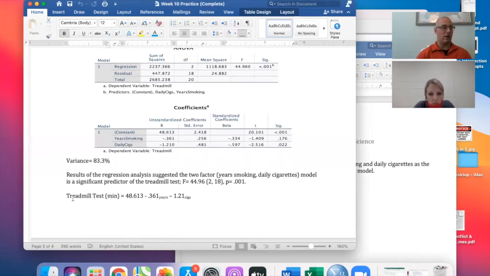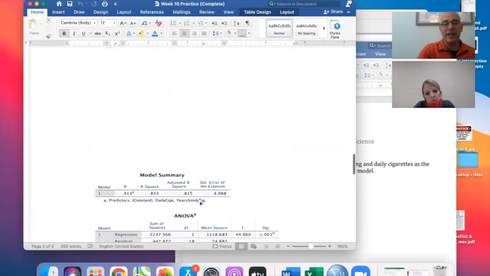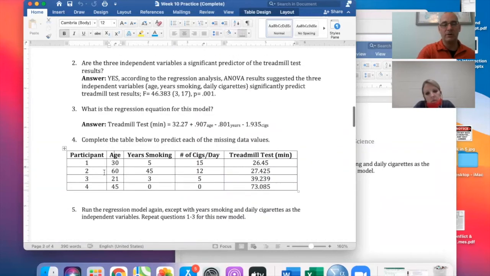So in this case, our outcome, treadmill test in minutes, is equal to our constant, 48.613, minus 0.361 times years smoking, minus 1.2621 times cigarettes per day. So now if I gave you a similar table as number 4, we could predict treadmill use based on those two variables.